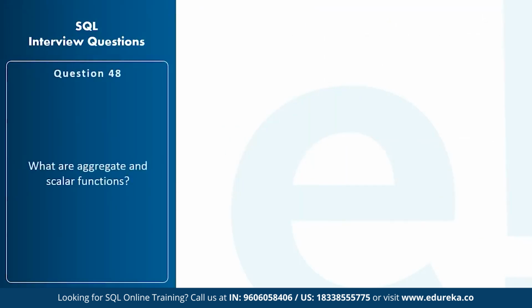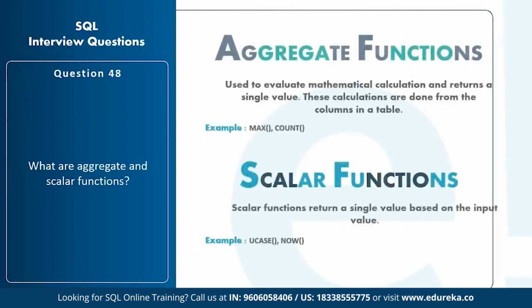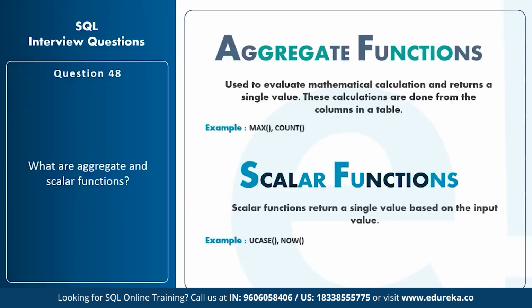That is, what are aggregate and scalar functions? The aggregate functions are used to evaluate mathematical calculations and return a single value. These calculations are done on columns in a table. So for example, you can consider the max function and the count function as aggregate functions. Now coming to the scalar functions, they basically return a single value based on the input value. So if you need an example for scalar functions, you can consider the ucase, lcase, and now functions as scalar functions, as they're calculated with respect to the string. So guys, this is what aggregate functions and scalar functions mean.